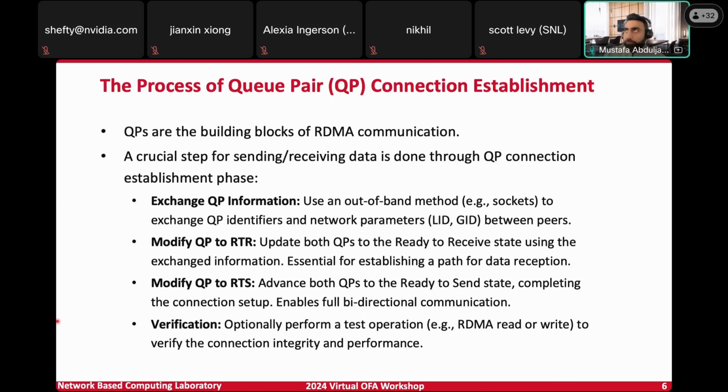I found it necessary to give some quick background information. I know that I'm speaking to a very experienced audience here, but just as a refresher, QPs are building blocks for RDMA communication. Before any send and receive operation takes place, there has to be an exchange of these QPs and some connection establishment. The first step would be to exchange the QP information, exchanging IDs of the networks, such as the LID and GID, and the QP identifiers. And I think most of the optimizations we're proposing in this work go to this particular phase of the connection establishment. Then the state of the QPs is modified to RTR, ready to receive, and then to RTS, ready to send, so that fully bidirectional communication is supported.